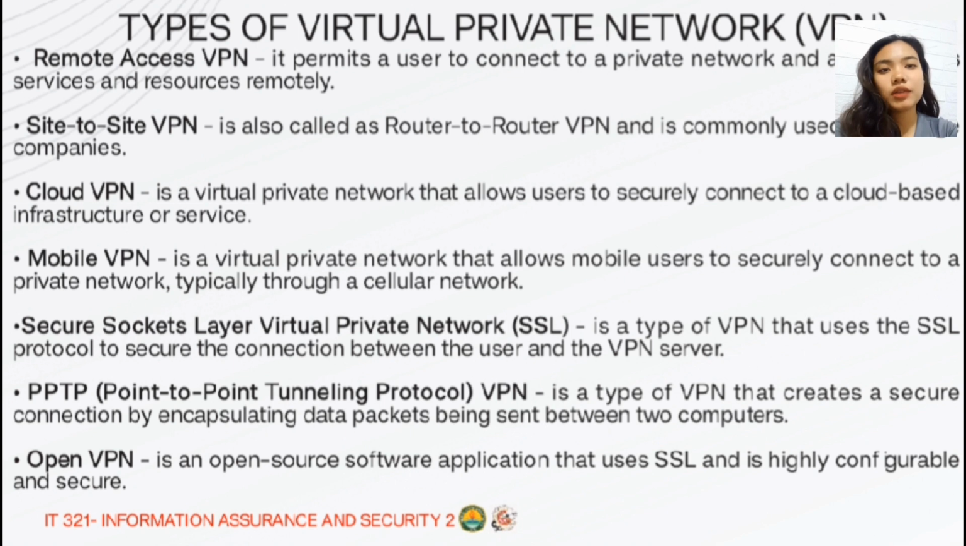Next is the cloud VPN. It is a virtual private network that allows users to securely connect to a cloud-based infrastructure or service. Next is the mobile VPN. It is a virtual private network that allows mobile users to securely connect to a private network, typically through a cellular network.